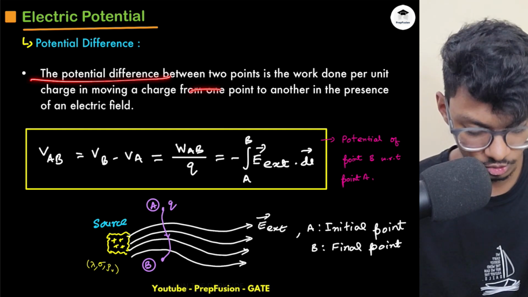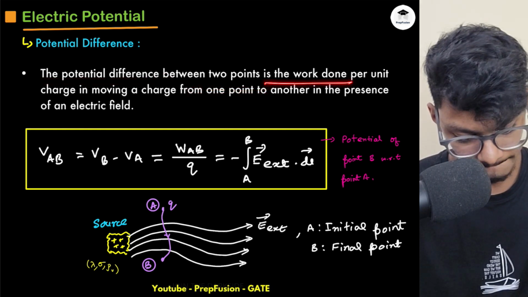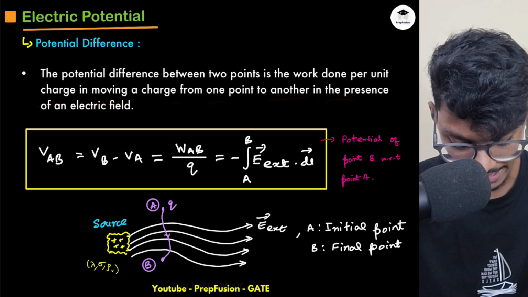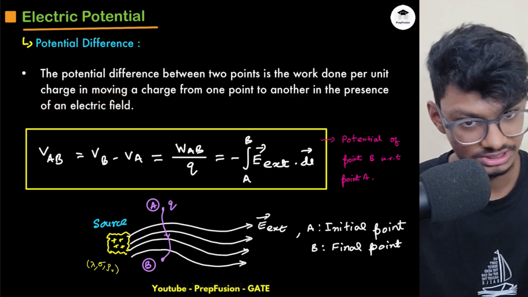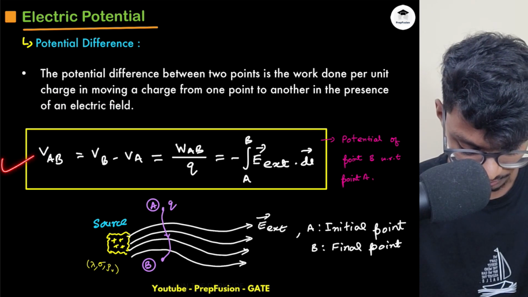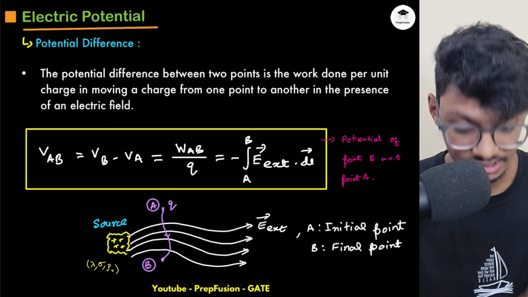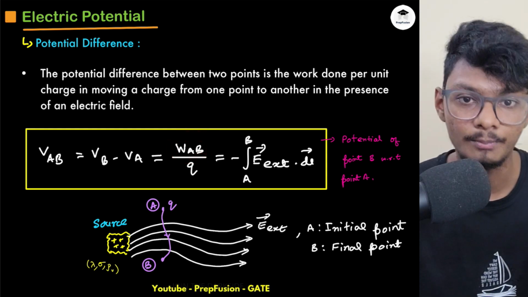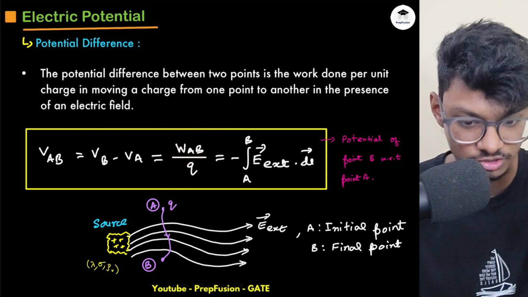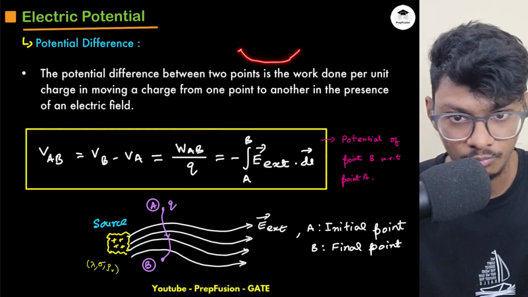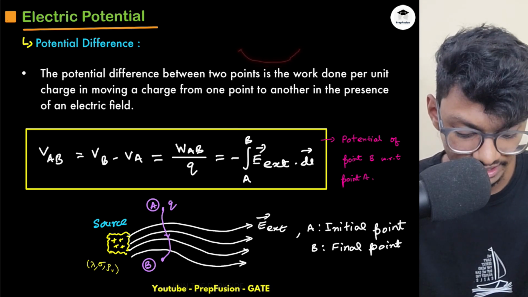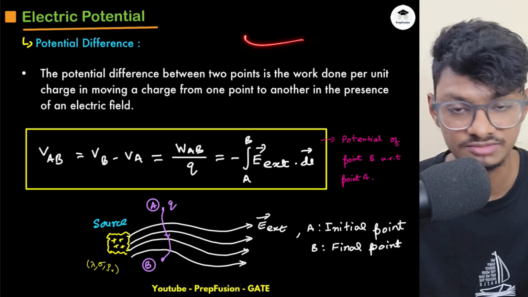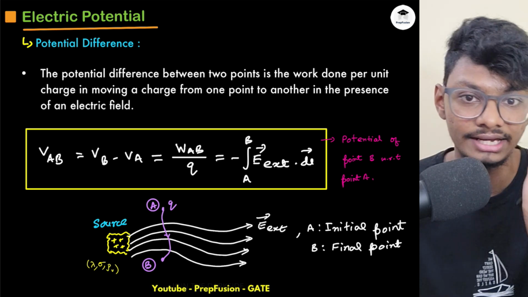The potential difference between 2 points is the work done per unit charge in moving a charge from one point to another in the presence of an electric field. So this definition we already know. So basically it has to be independent of the charge. That's why it equals work done divided by the test charge. We pick a test charge and move it from point A to point B, and then divide the work required by the external agent to move the charge from point A to point B by the magnitude of the test charge, and that gives me the potential.